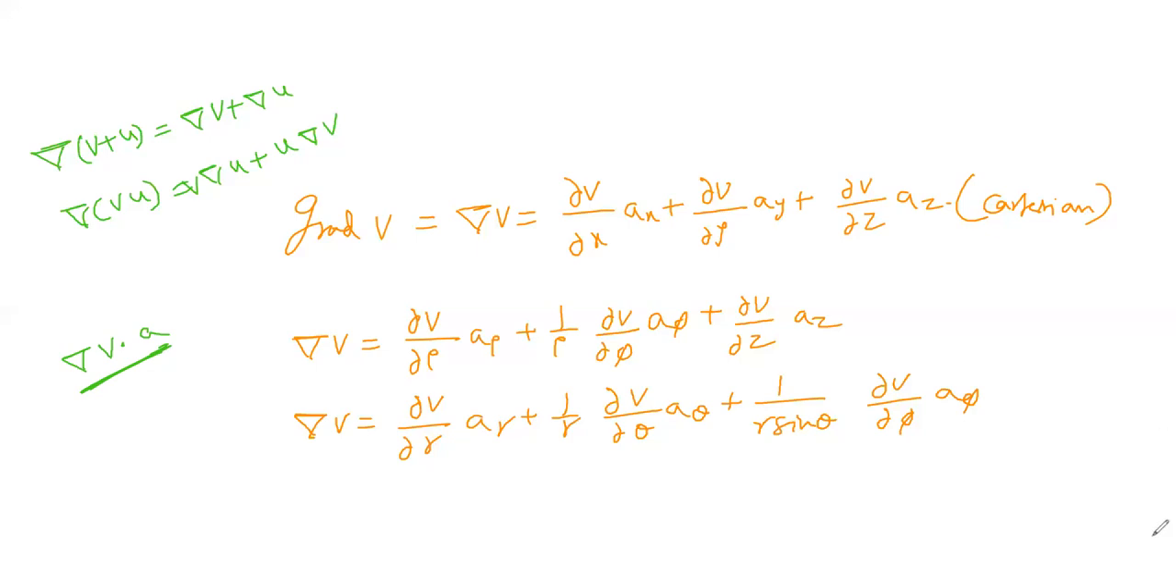The next usage of the del operator is in the form of divergence. Let's look into the divergence. Second one, divergence of a vector is represented as del dot A bar.